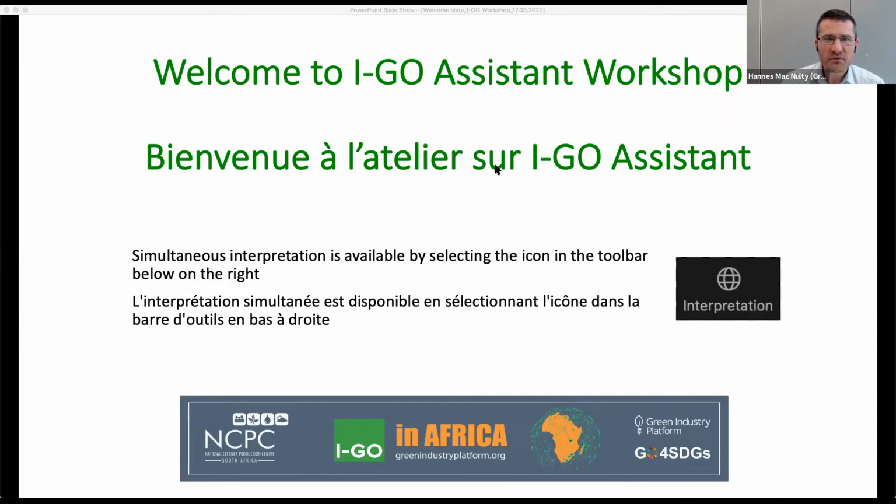To begin with, before we go any further, I would like to point out what we have on the screen in relation to simultaneous interpretation. To choose your language, French or English, please go to the bottom of the screen and use the translate icon on the bottom right on the menu, and you can choose either French or English for whatever language you prefer to listen in. So today's workshop is about the iGo Assistant, and we have a quite interesting agenda for you.